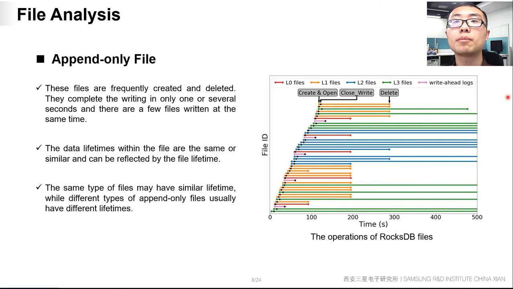The figure shows an example of create, write, delete of those GB files. We can get 3 observations. First, these files are frequently created and deleted. They finish writing very quickly, and a few files write at the same time. Second, the data lifetimes within the file are similar and can be reflected by the file lifetime. And last, the same type of files may have similar lifetimes, such as write-ahead logs, while different types of append-only files usually have different lifetimes.